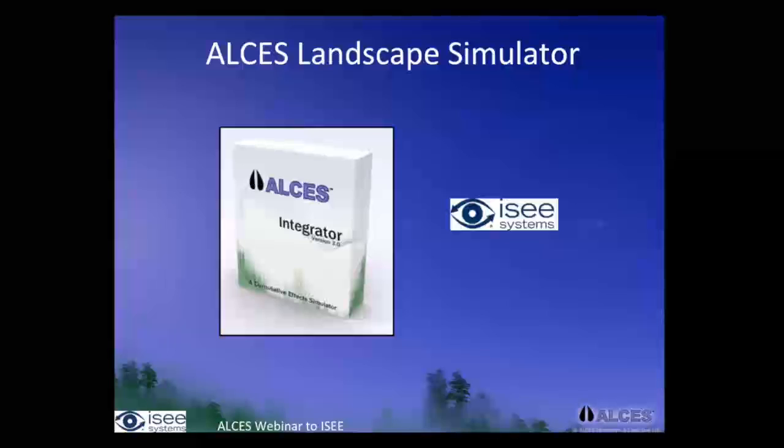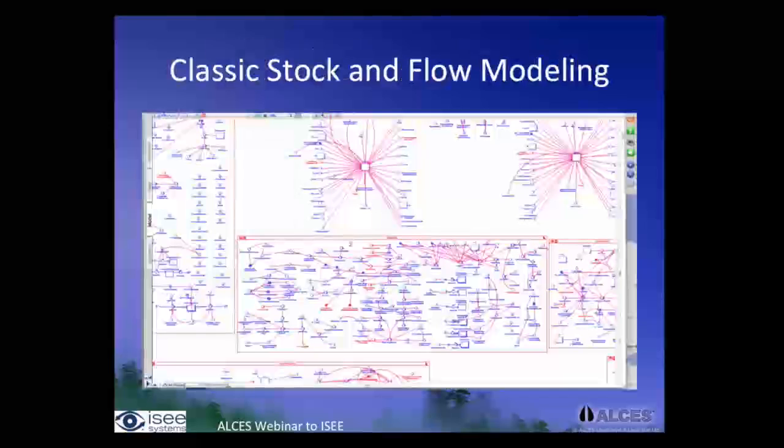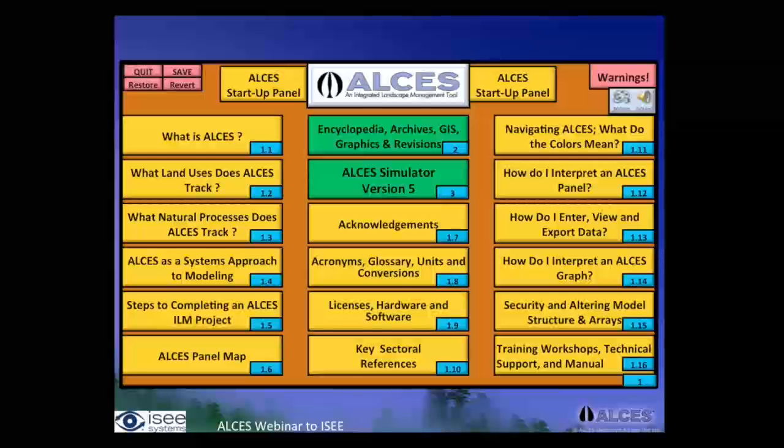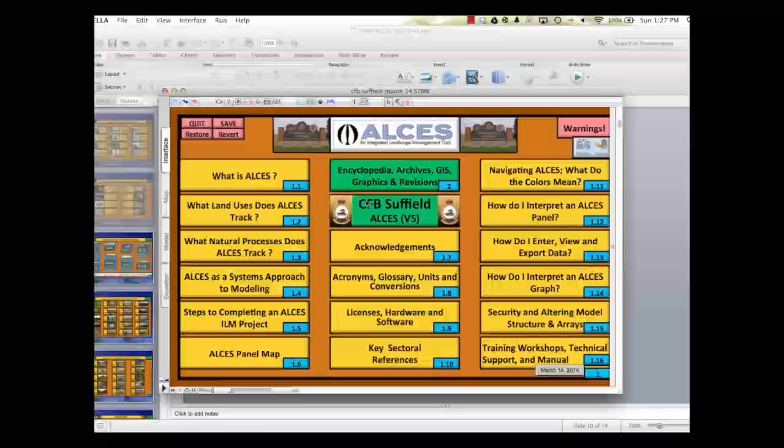Let's look a little bit more at the ALCES integrator. As with all Stella type models, there's a series of essentially spaghetti code connecting various components of the system. And in the case of ALCES, there are several 100,000 components. Obviously, that is not where we want our clients spending their time, so we've built a GUI, a graphic user interface, that is very logical and allows our clients to know where to go to put in information, how to conduct simulations, and how to see the output.